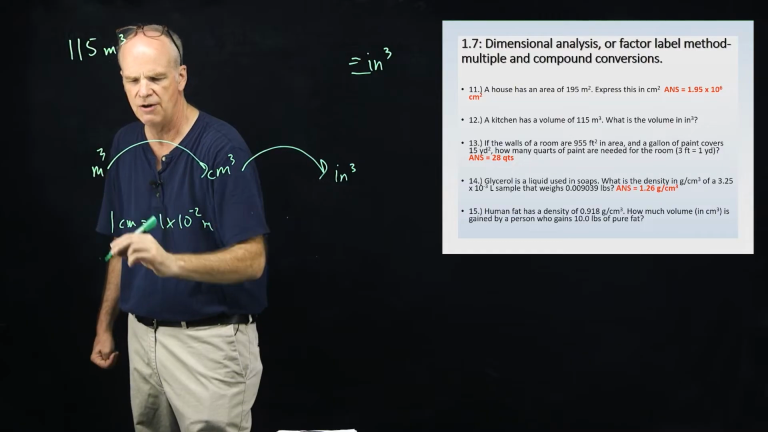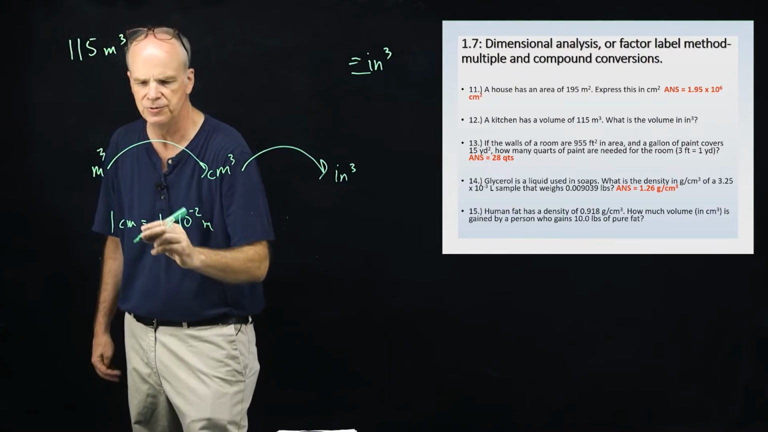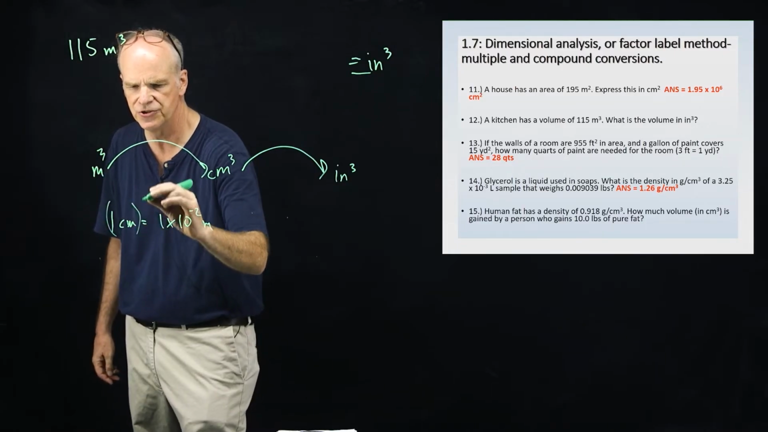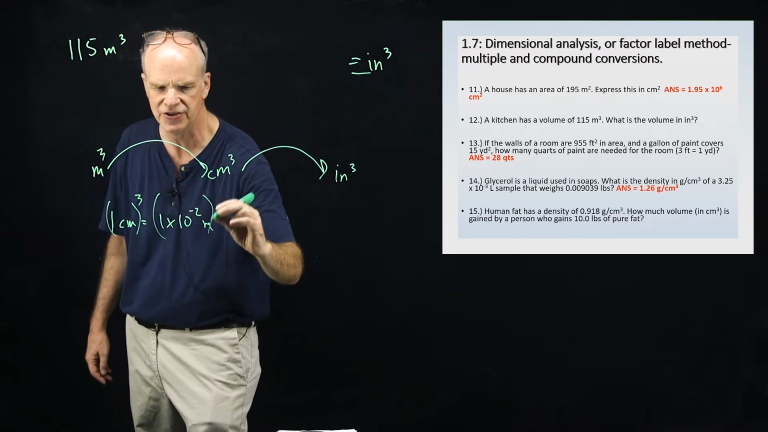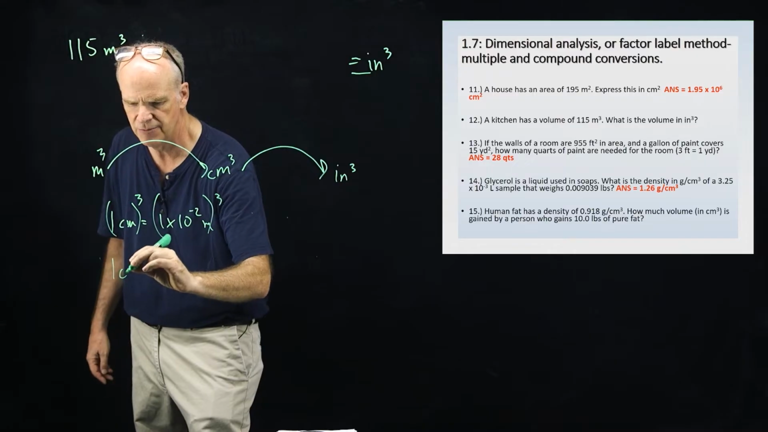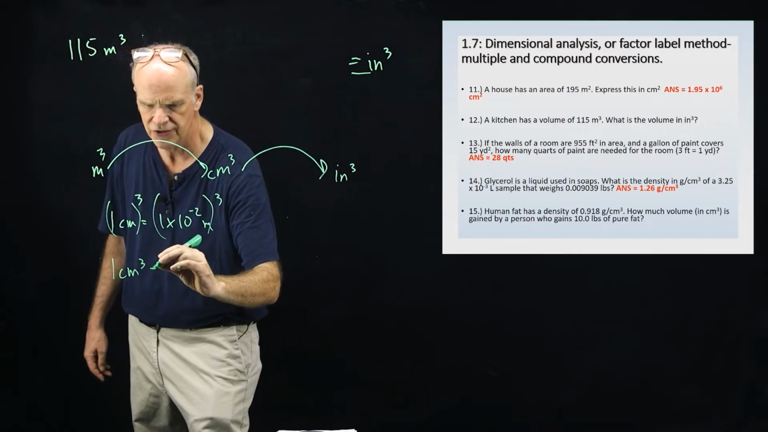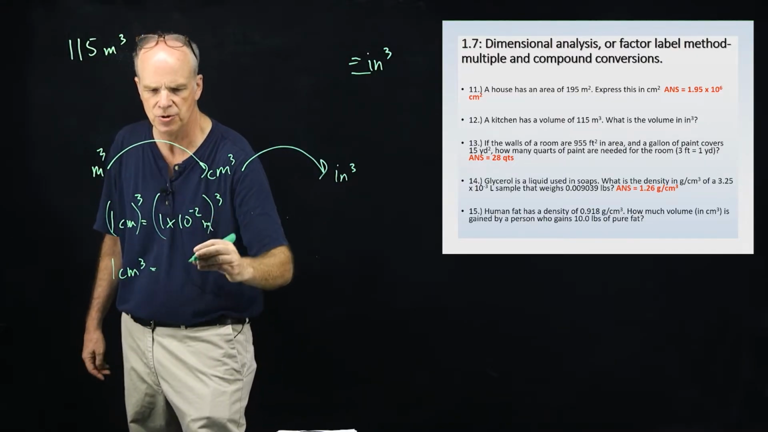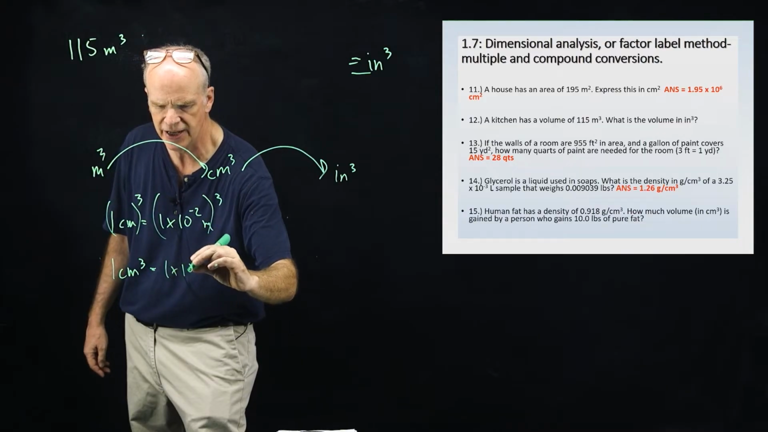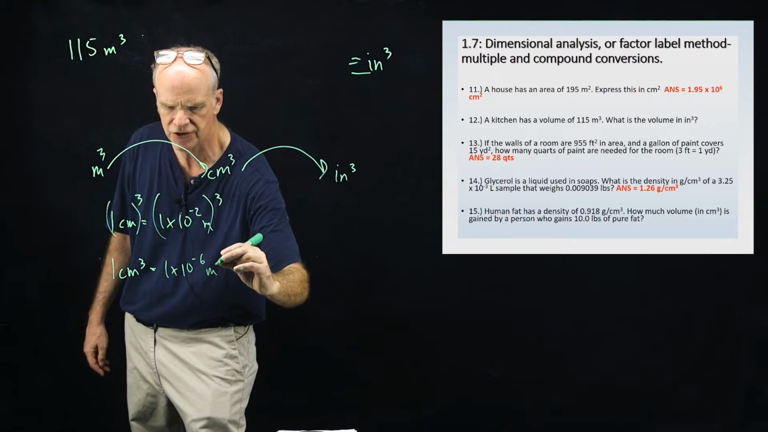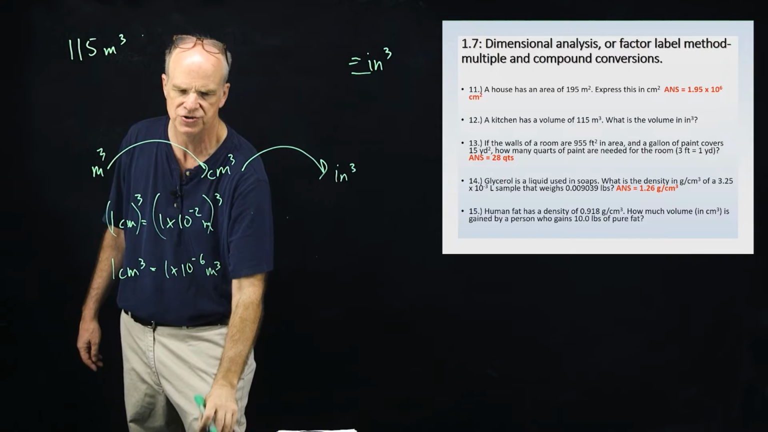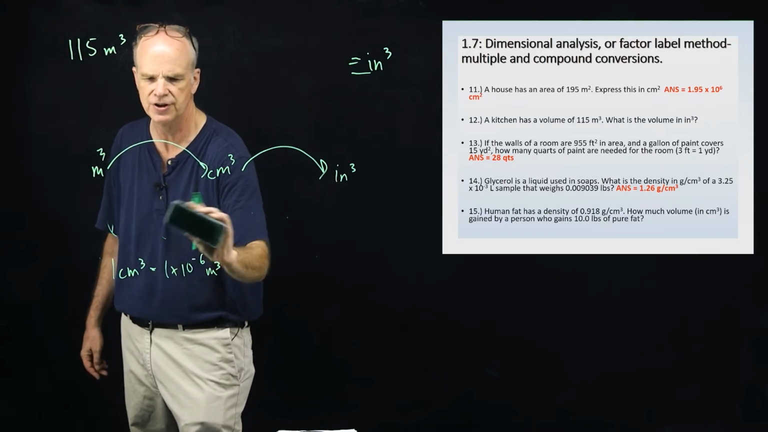And so I want to convert this into a cubed relationship. So I cube both sides of this. So I have 1 centimeter cubed is equal to 1 times 10 to the negative 2 cubed, which is 1 times 10 to the negative 6 meters cubed. So that is one conversion we can use. I'll just erase this for clarity.